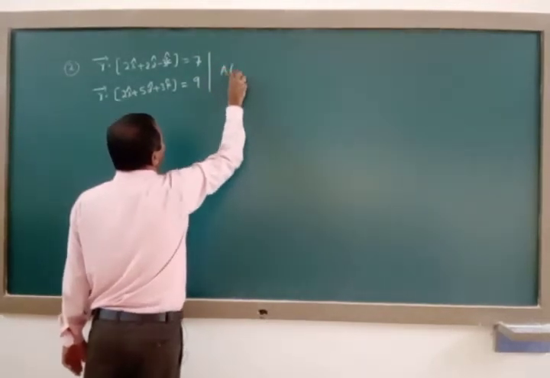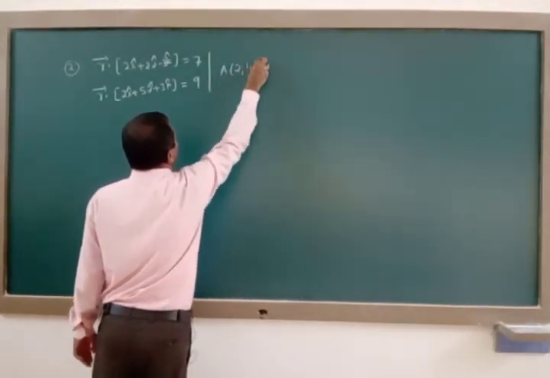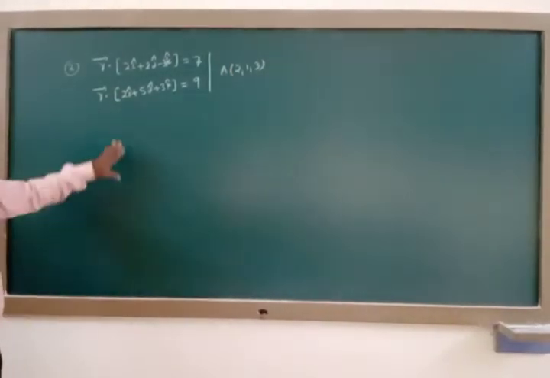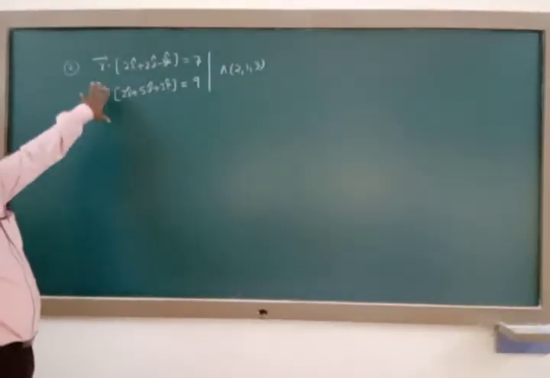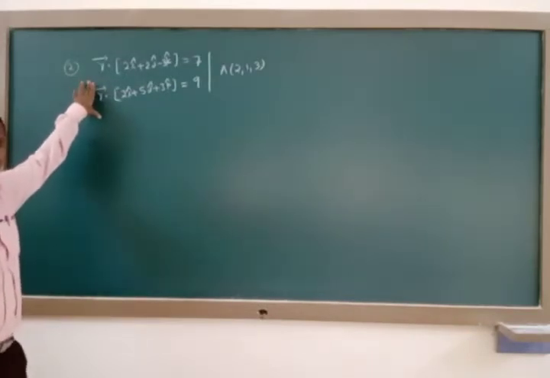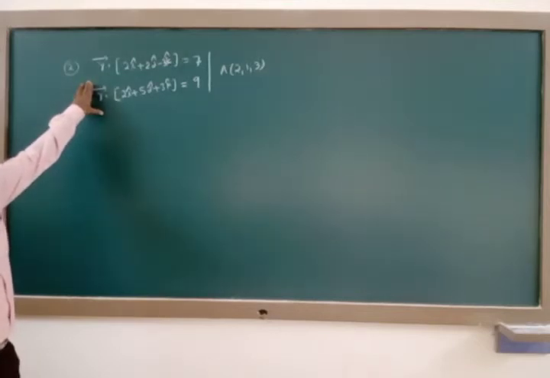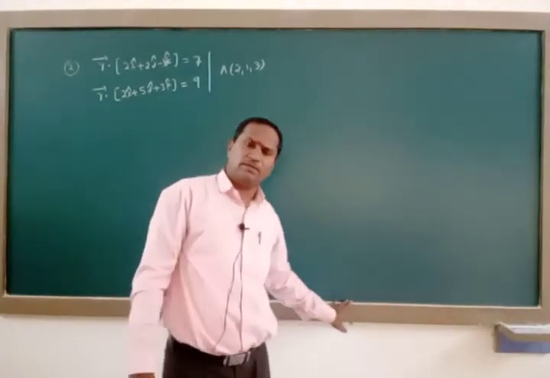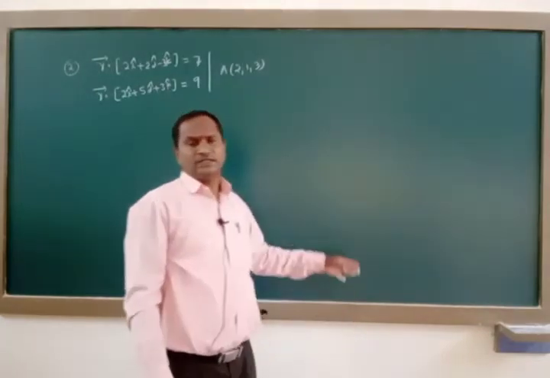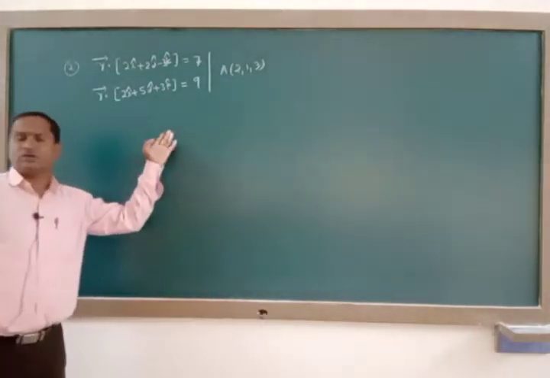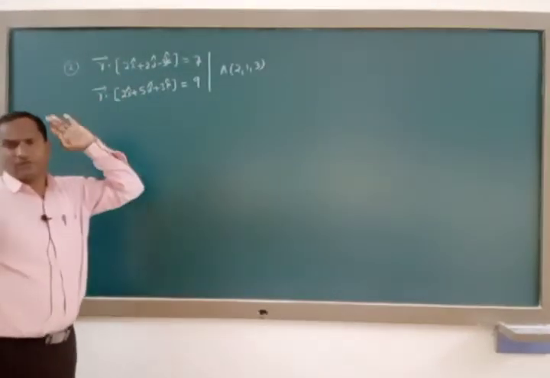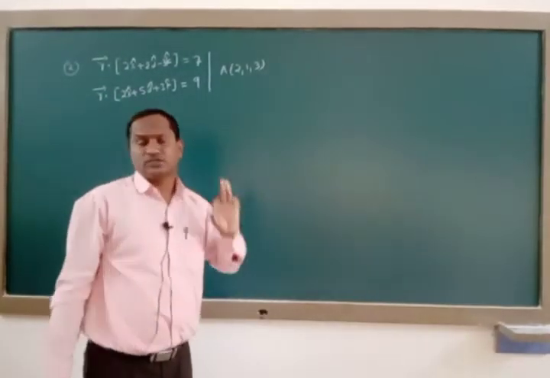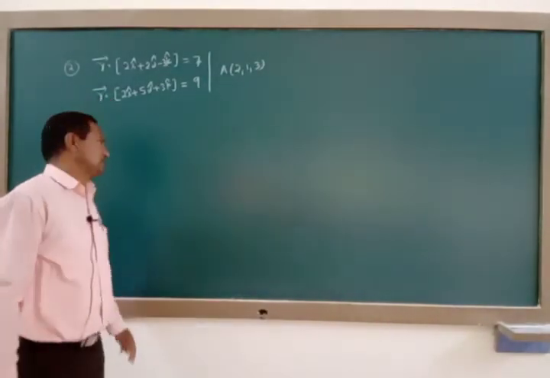Let us consider the passing-through point as capital A, 2, 1, 3 here. This question is similar to the previous one, because in that question they gave equations in Cartesian form, and with the help of the Cartesian forms we applied one formula, that the new plane equation is P1 plus lambda into P2. But here they did not give equations in Cartesian form, they gave them in vector form. That is why here we must first convert into Cartesian forms.